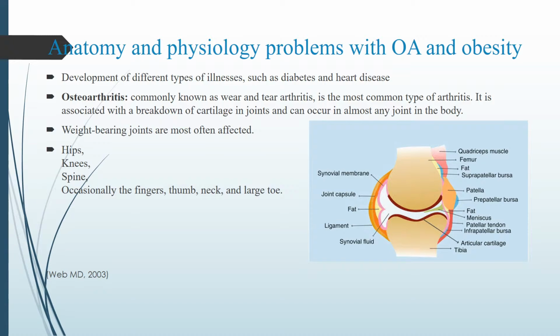And I put a definition here that says osteoarthritis is commonly known as wear and tear on the joints. It's wear and tear arthritis. It's the most common type of arthritis. It is associated with a breakdown of cartilage in joints and can occur in almost any joint in the body. And weight bearing joints are most often affected.